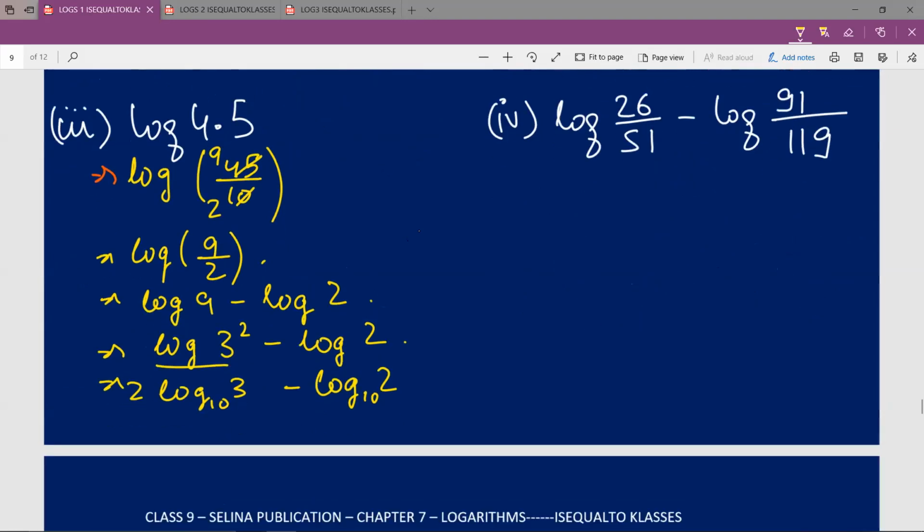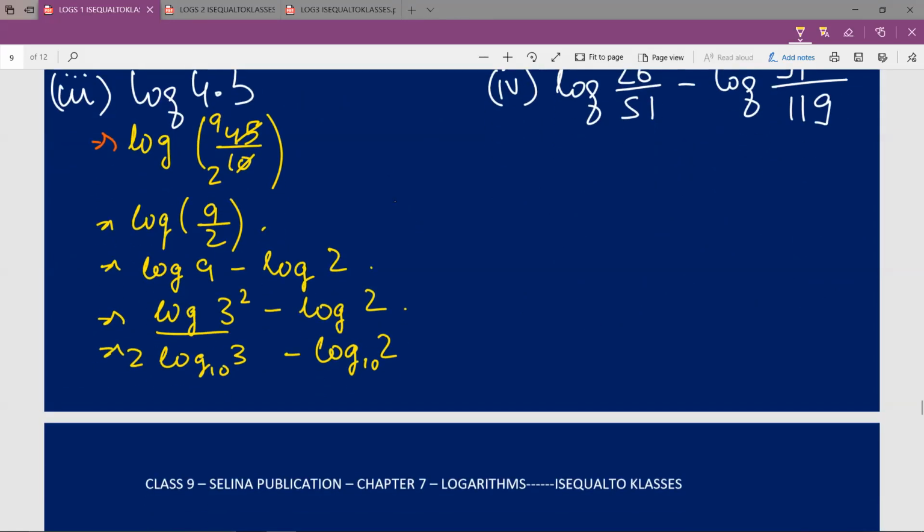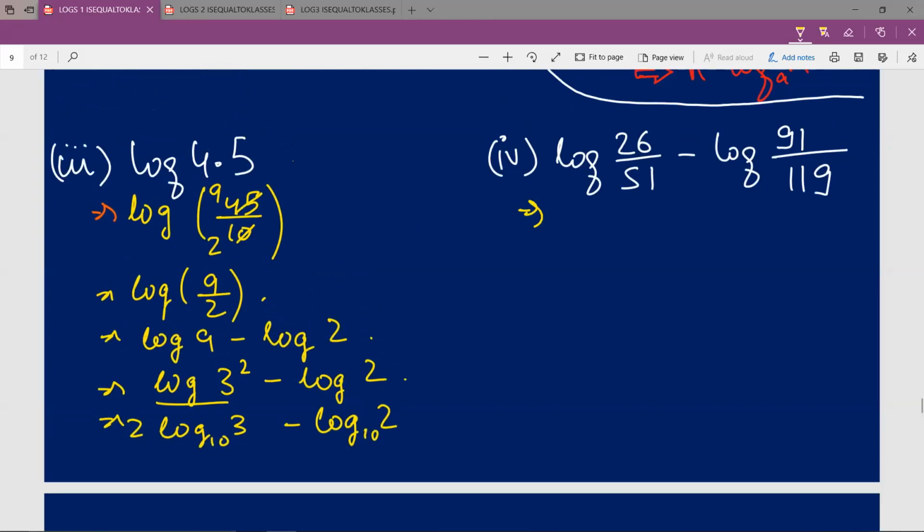See, I told you, if you have the power, if you have the courage to solve any sum, you will get it. You'll get the reward. So moving on to the fourth subpart.